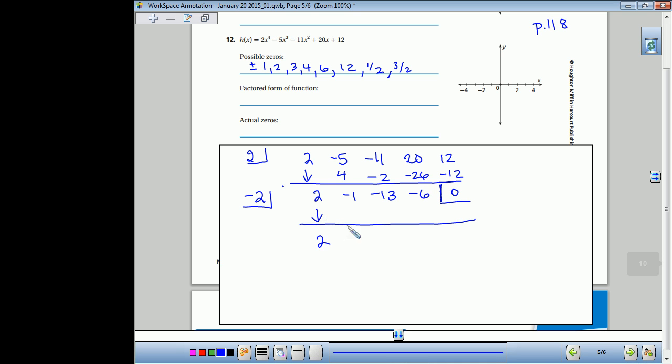All right, so we bring down the 2, we multiply, we add, we multiply. Hold on. We multiply, we add, we multiply, we get 0. So, even if you did it in the reverse order, did you end up with this quadratic? Yes. And how is this going to factor?